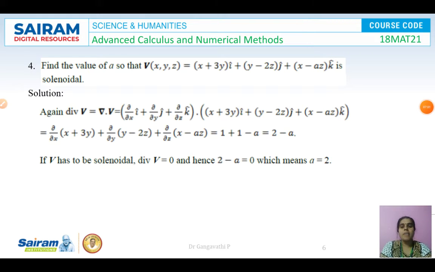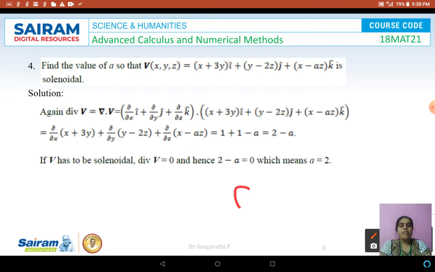Look at another example. Find the value of a so that vector v is solenoidal. So it is a different type of problem. The given vector is a solenoidal vector, it has been given. Using that property of a vector, we have to find the value of a. So when do we say a vector is a solenoidal vector? If the divergence of that particular vector becomes 0, then we say it is a solenoidal vector. So we have to take the divergence of the given vector v as 0.